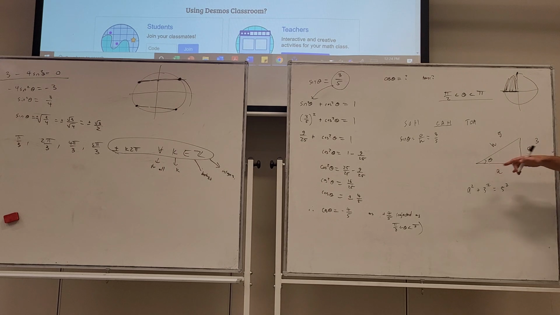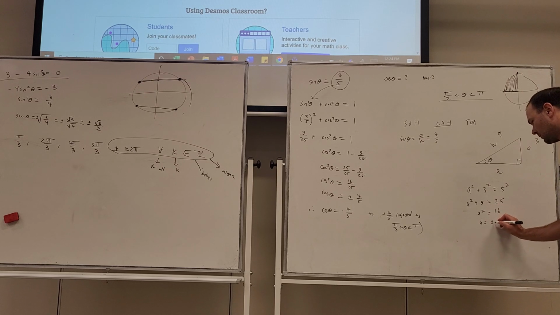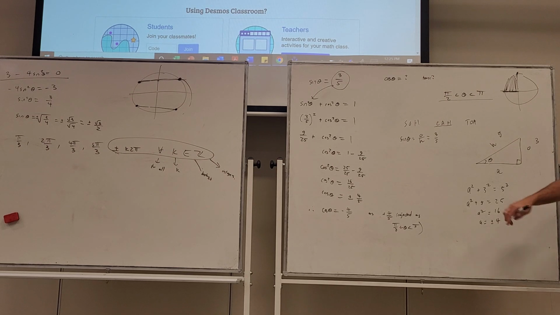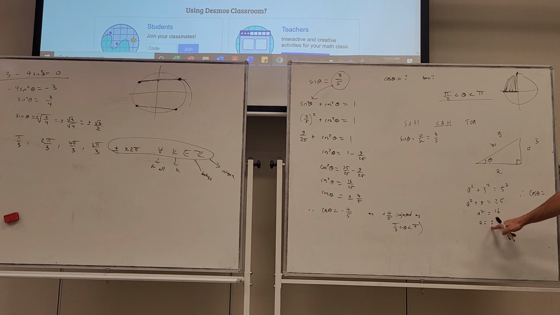Alright, here's A, here's B, C is the hypotenuse. And we can go through and solve this for A. A squared plus 9 is 25. A squared equals 16. A equals plus or minus 4. So we've got A is plus or minus 4. Cos is A divided by H. So therefore cos is plus or minus 4 divided by 5.